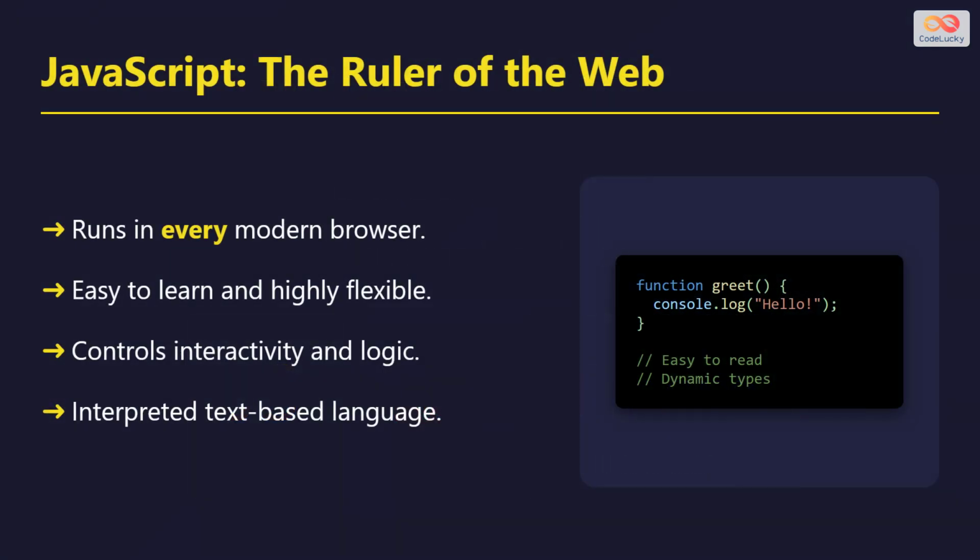First, let's talk about the reigning champion, JavaScript. For decades, JavaScript has been the only programming language that runs natively in web browsers. It is flexible, easy to learn, and controls everything you click or interact with on a web page. Because it is interpreted, it is incredibly easy to write and debug.